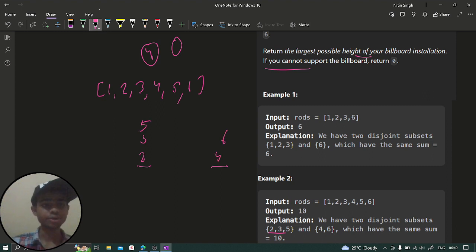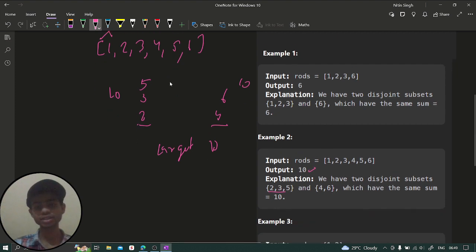As I have already told you, we can leave some nodes, so we have removed this one, we haven't taken one node, right? So 2 3 5 is nothing but 10, and 6 4 is also 10, right? So the largest height we can get of a billboard installation is 10 only, right? You can see both the lengths are equal here, and we have not used all the lengths, but we have used only the numbers present in our rods array, right? So we can say the largest is nothing but 10. You can see in the output as well we have a 10, right?